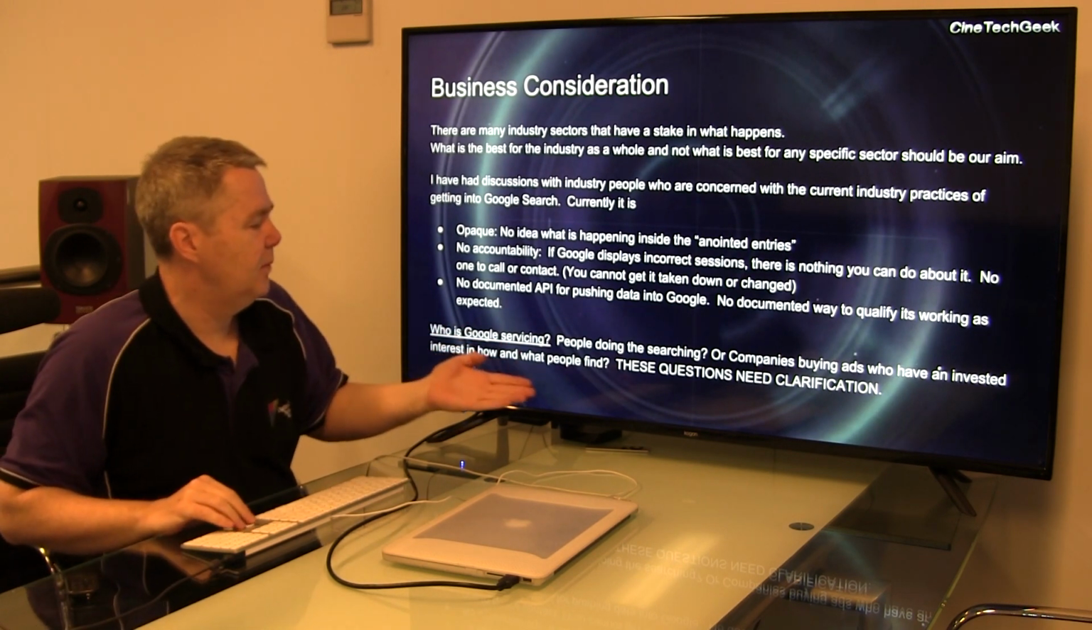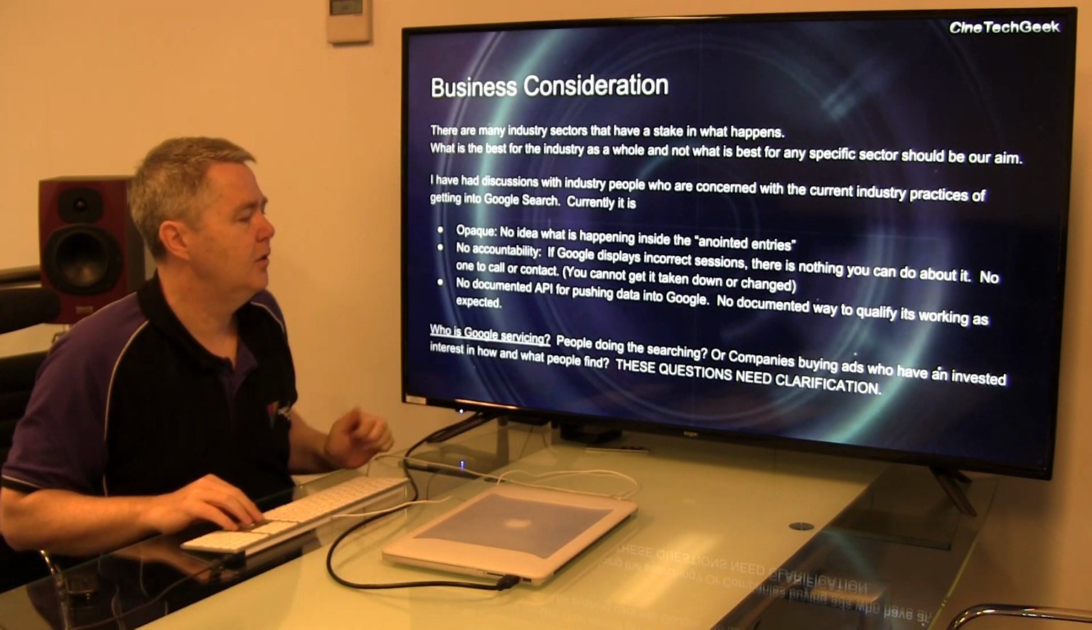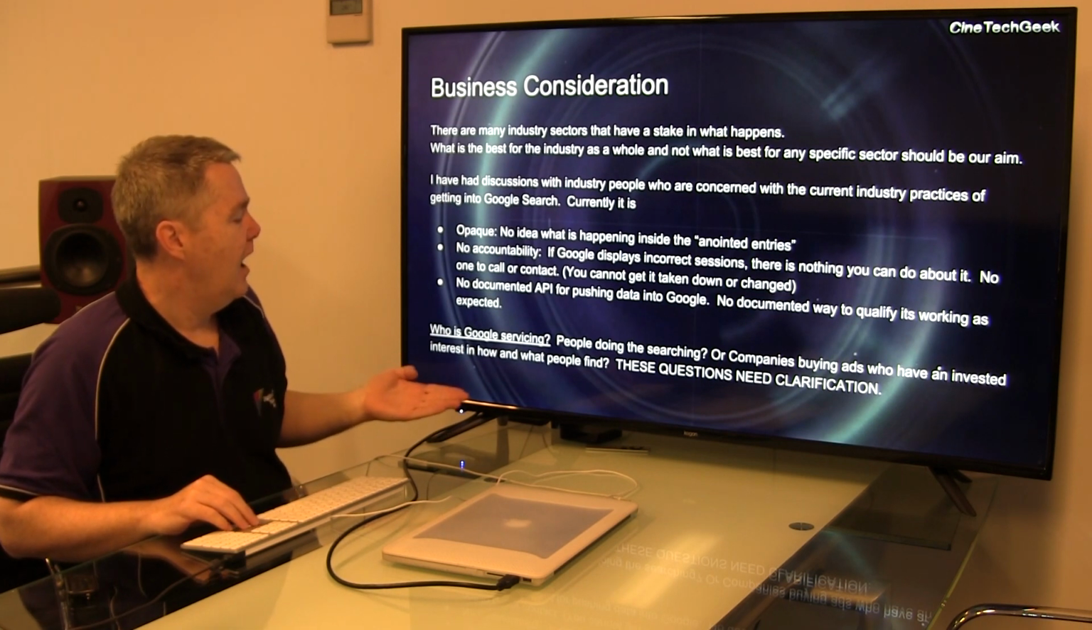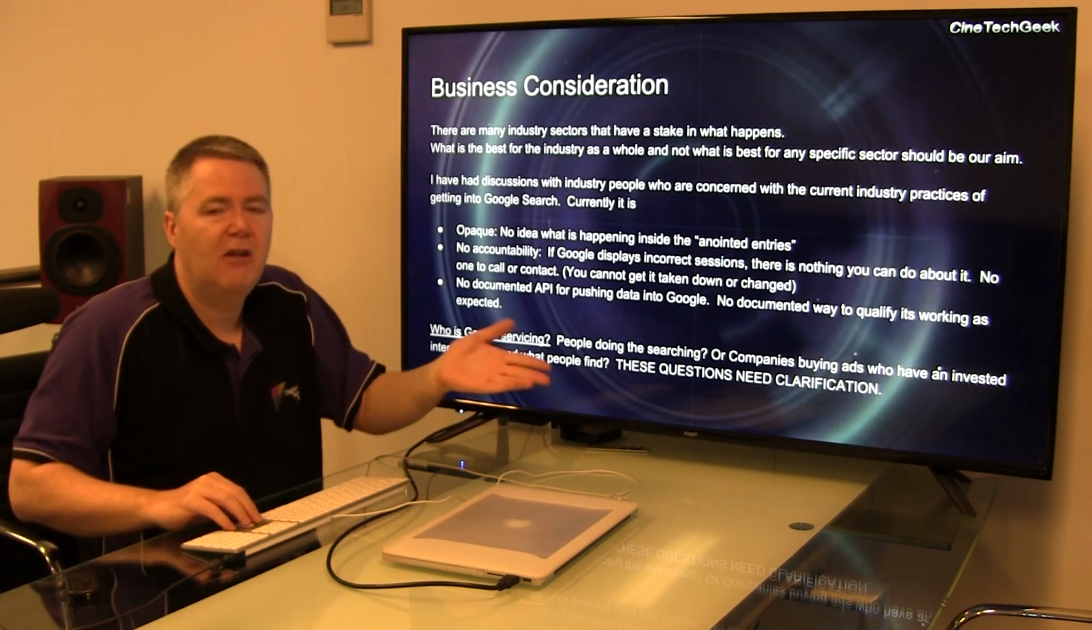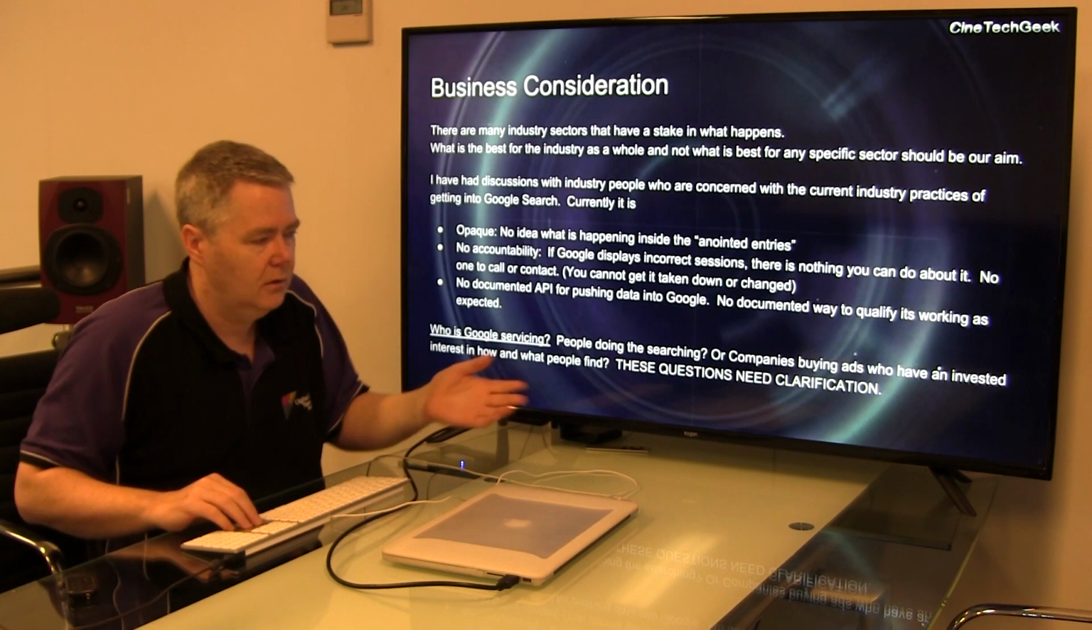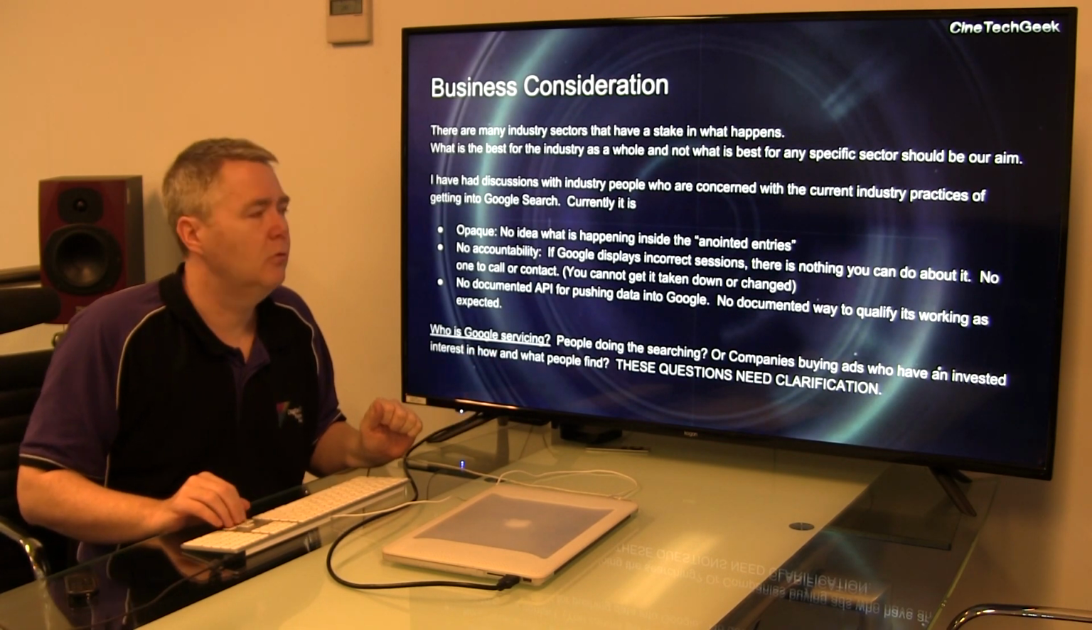Like, who is Google servicing? People doing the searching, or companies buying ads who have a vested interest in how and what people find? These questions need some clarification. That's a reasonable request.